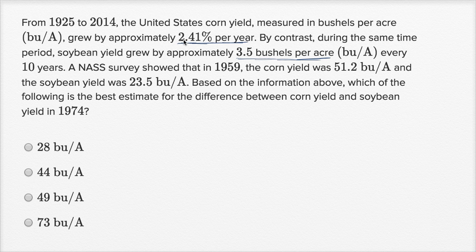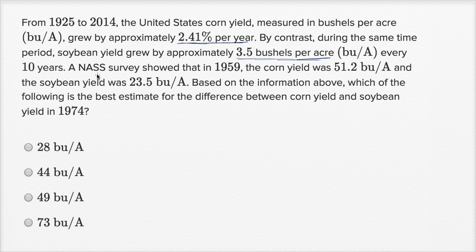They've given us how much the corn yield grows in percentage terms, on a per year basis, while for soybean yield, they tell us how much it grows in absolute terms, 3.5 bushels per acre every 10 years, or I guess you could say on average 0.35 bushels per acre per year if you divide by 10.